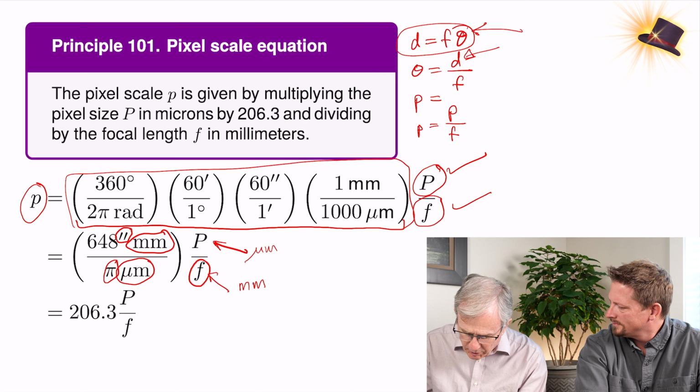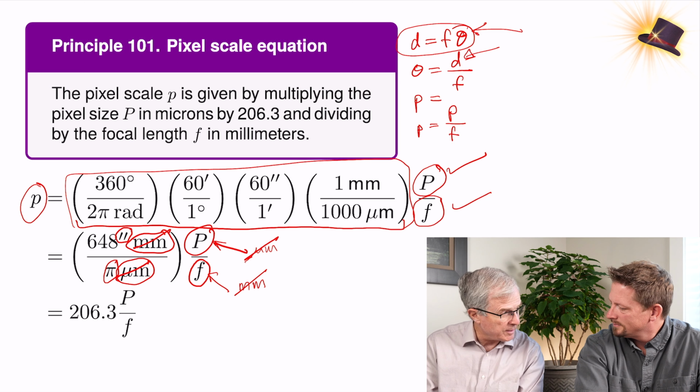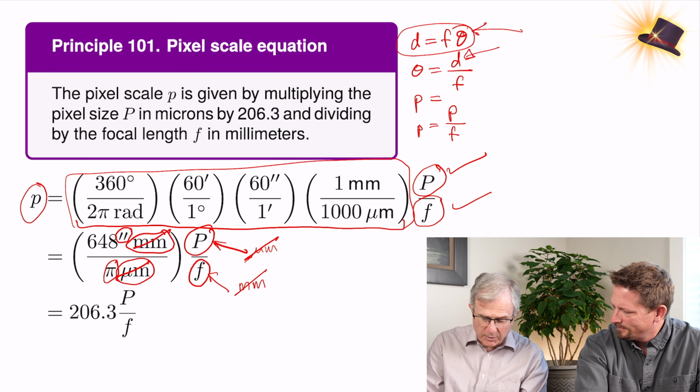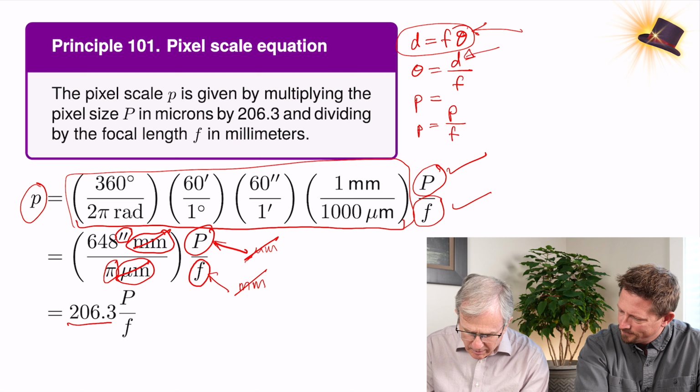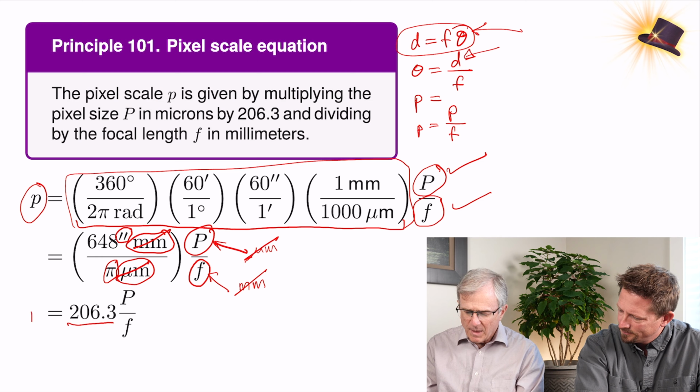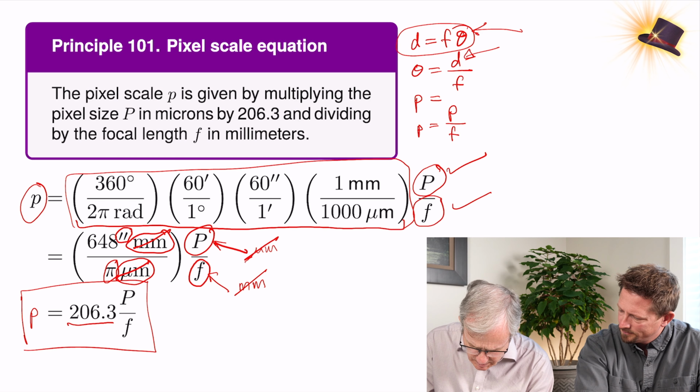So if you put the focal length in millimeters, then this millimeter will cancel that millimeter. If you put the pixel size in microns, then that micron will cancel that micron. And you end up with a result in arcseconds. And 648 divided by pi is 206.3. That's where that number comes from. So this is the pixel scale equation.